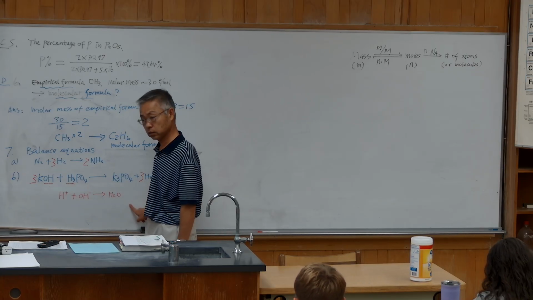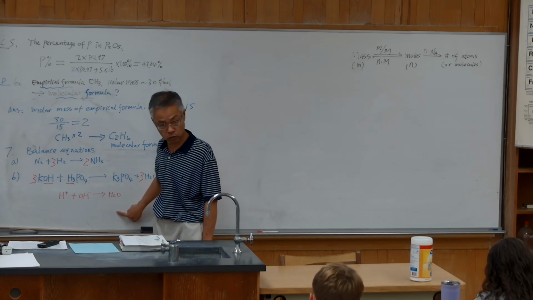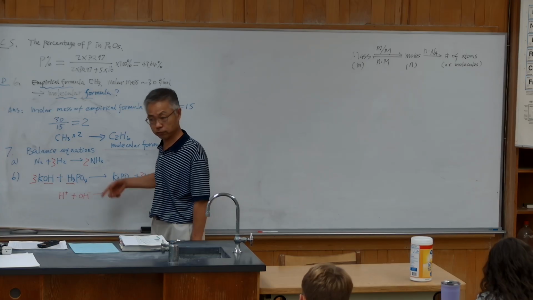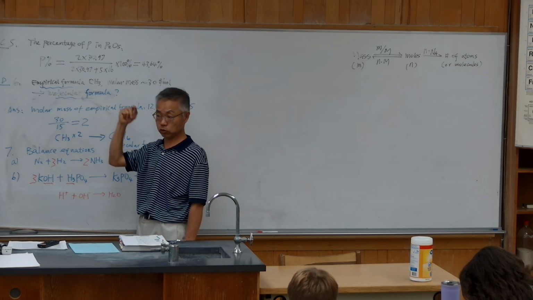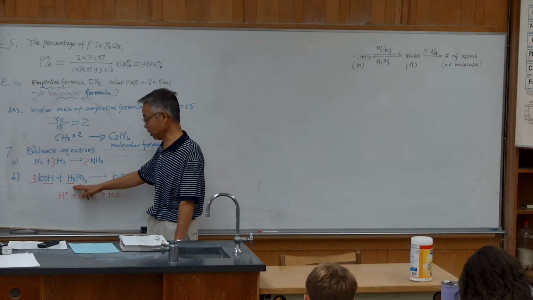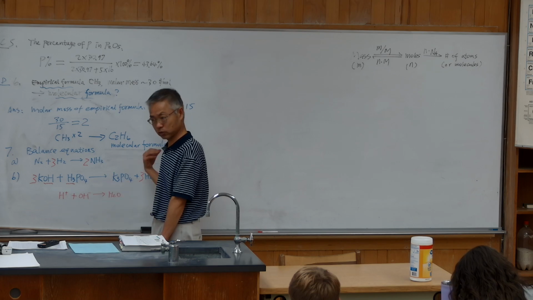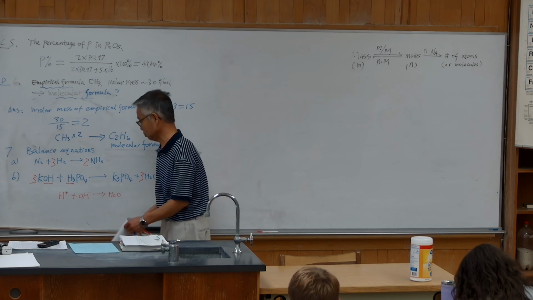So again, next time, whenever you see a reaction between an acid and a base, just think about this: one hydrogen ion reacting with one hydroxide ion produces one water. If two hydrogen, then you must have two hydroxide ions. If three hydrogen, like in this case, you must have three hydroxide ions that produce three waters. Okay.